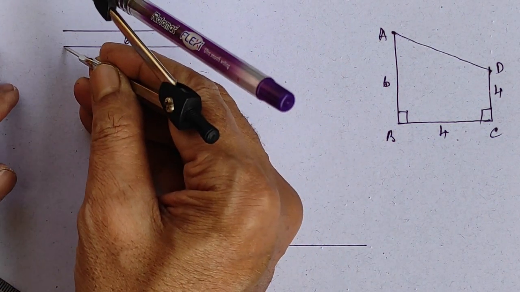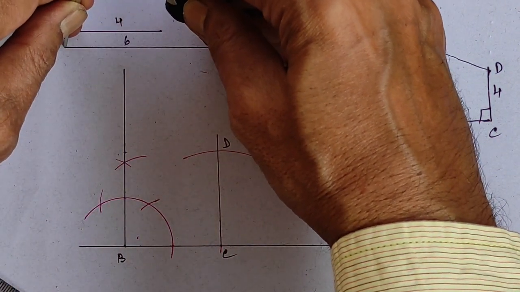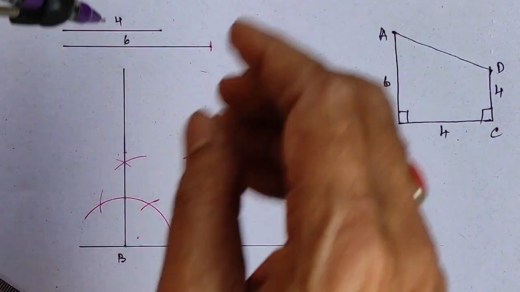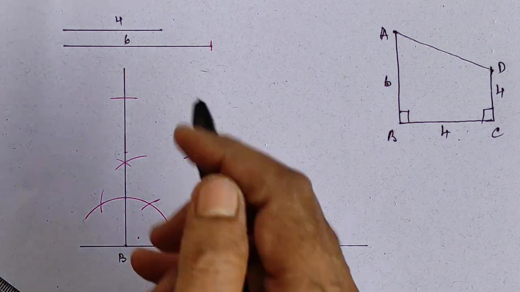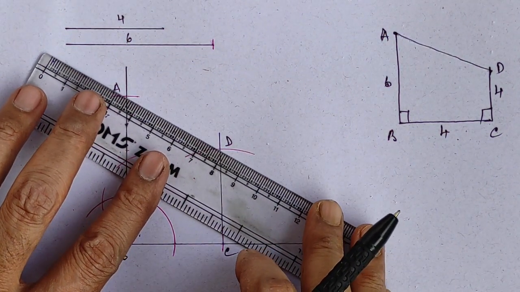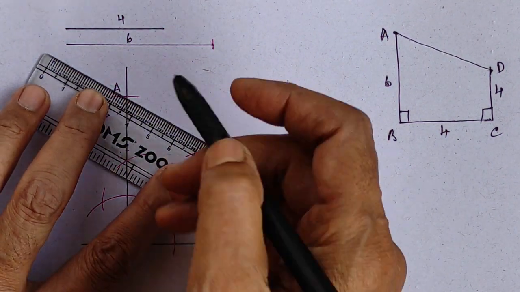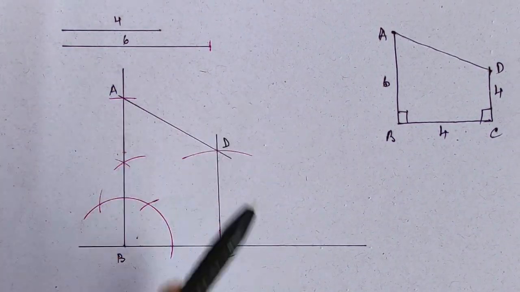Now 6 centimeters for A. This point of intersection is A. Join AD. So you have got A, B, C, D. So simply.